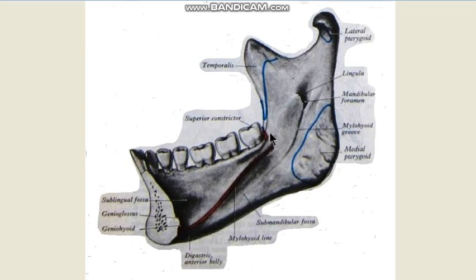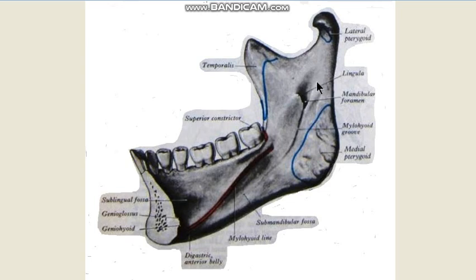Behind the third molar, the end of the attachment of the buccinator, pterygomandibular raphe, and superior constrictor. So the pterygomandibular raphe gives attachment to the buccinator on this side and the superior constrictor on this side, and over here you have the relation with the lingual nerve.